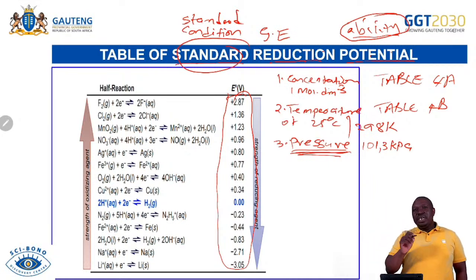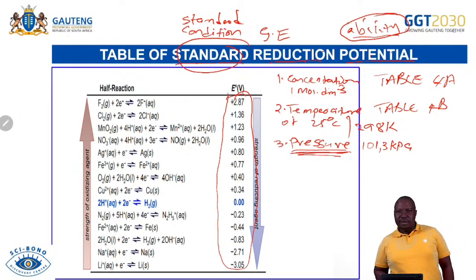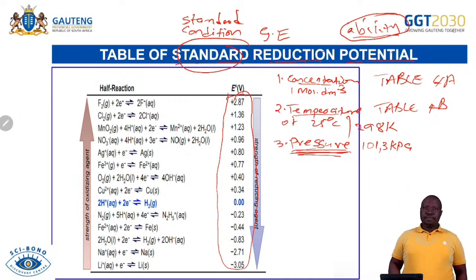Now, one of the mistakes learners make during the exam is that we can say write down standard conditions, and then you say concentration, temperature, and pressure. That would be wrong. You can't say concentration, pressure, and temperature, or Cape Town.